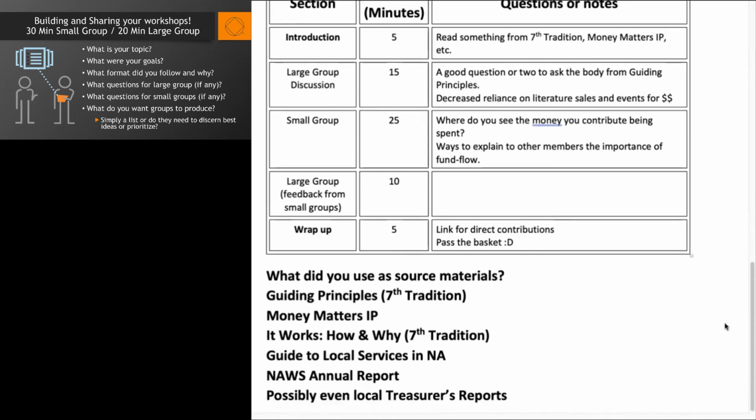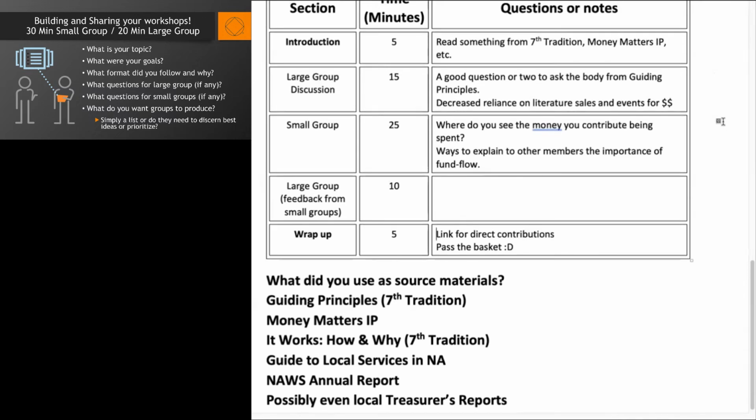And then the source material: the Guiding Principles book, Money Matters IP, It Works How and Why, A Guide to Local Service, the NAWS annual report, maybe not all the fine tooth of it in an hour's workshop, but maybe some of those pie charts that showed how much from literature sales as opposed to how much from direct contributions and how that's changing. And maybe possibly even local treasurers reports. So that's kind of what we banged out for our workshop. But I think we decided it would actually be a fun workshop to put together in real life. So thanks.